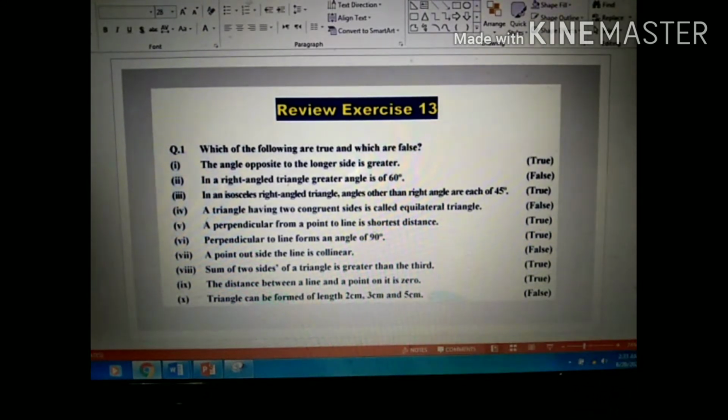Now, can triangles be formed with these three lengths? These three lengths we have checked in exercise 13.1 in the first part, in the A part. These are not forming a triangle. These are not the sides of a triangle. So this one is false.